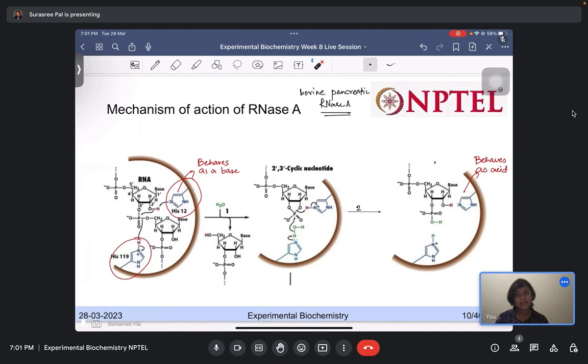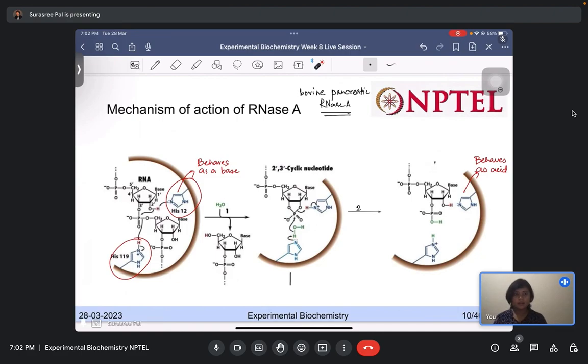So now what we have seen here is that in this RNase A active site, these histidine residues are the important players for this catalysis. In the first step, histidine 12 acts as a base, and it accepts this hydrogen atom, right? Because of which this phosphoester linkage breaks. In the second step, this histidine now acts as an acid, and then this second nucleotide is also released from the active site. So now the RNA chain is finally broken.